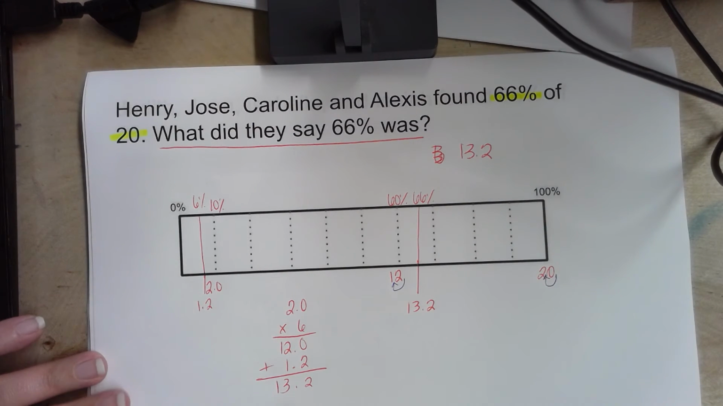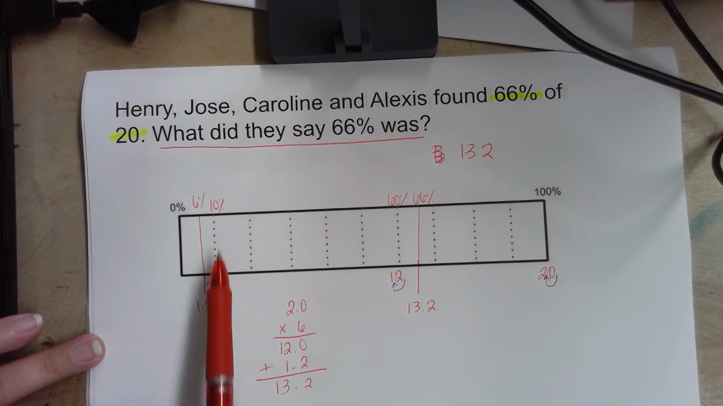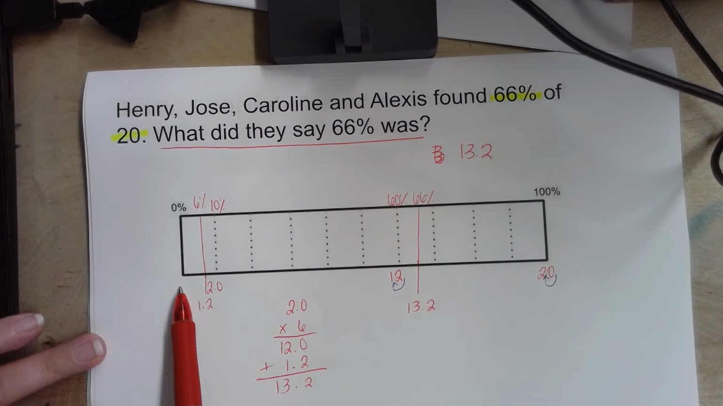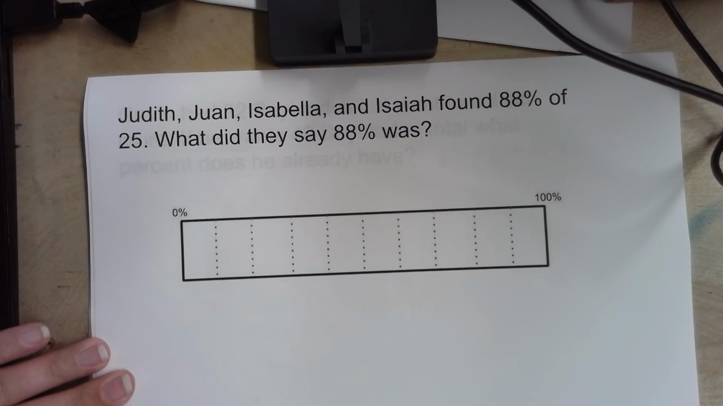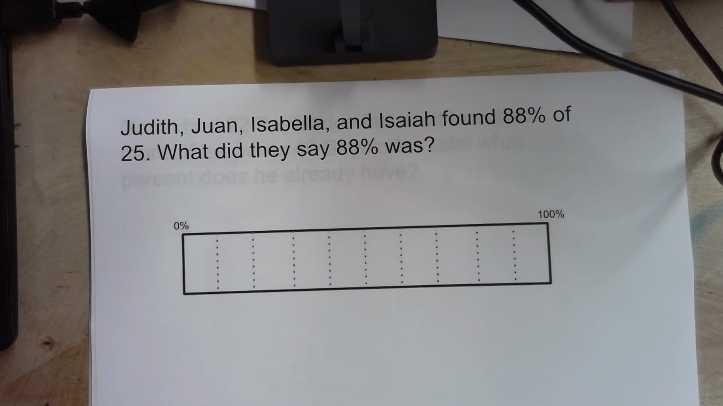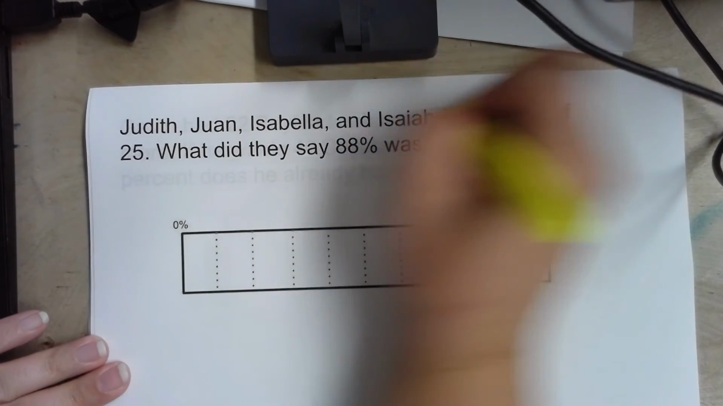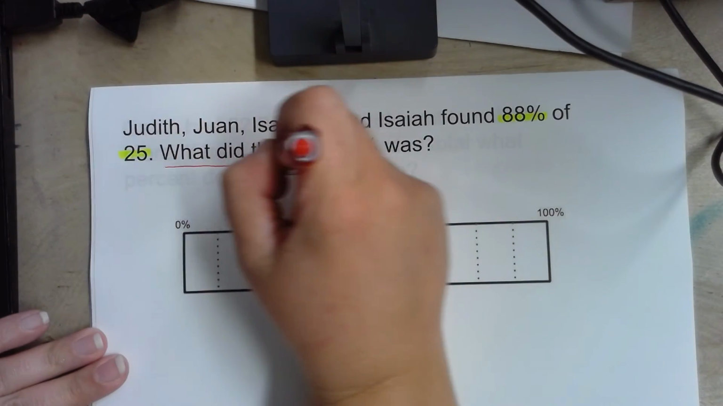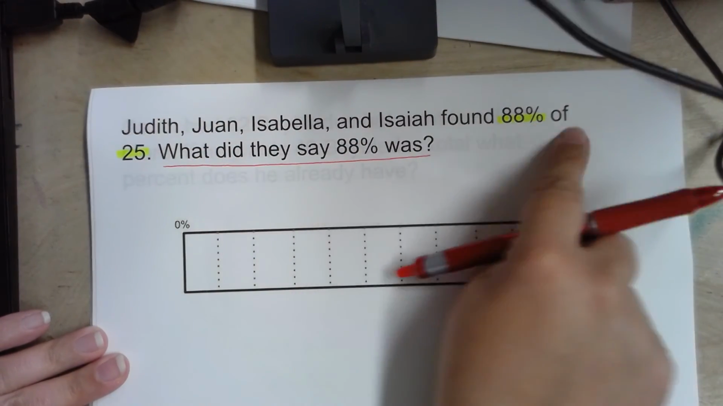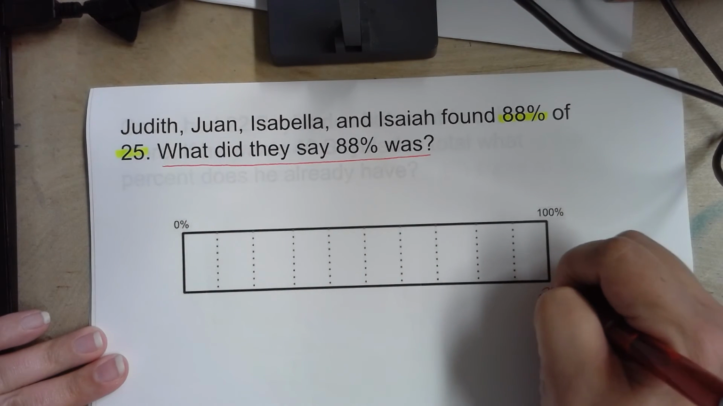Okay. So you should start seeing a pattern. Take your number down to 10, and then you can take 10 down to 1, or you can take your number back up. Okay. Judith, Juan, Isabella, and Isaiah found 88% of 25. What did they say 88% was? So it's of 25, so 25 is the total.